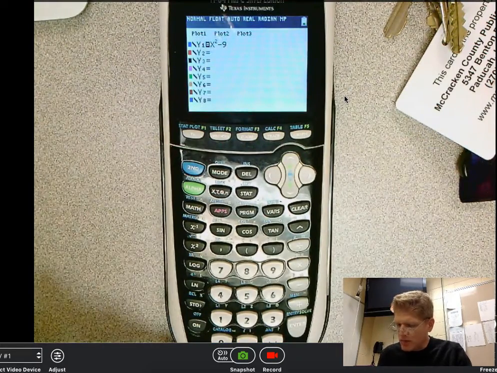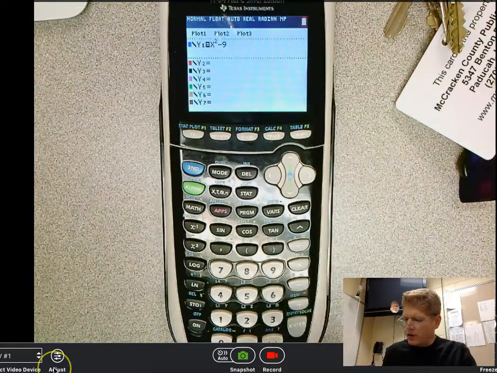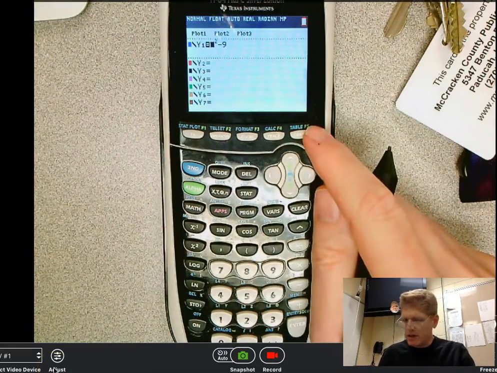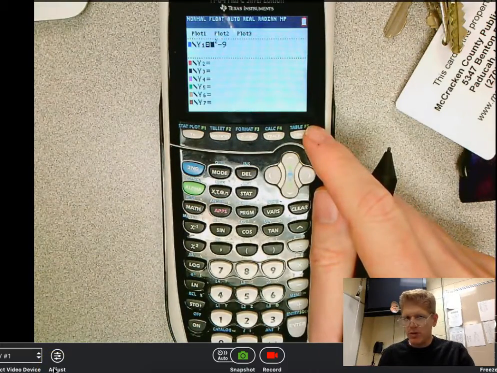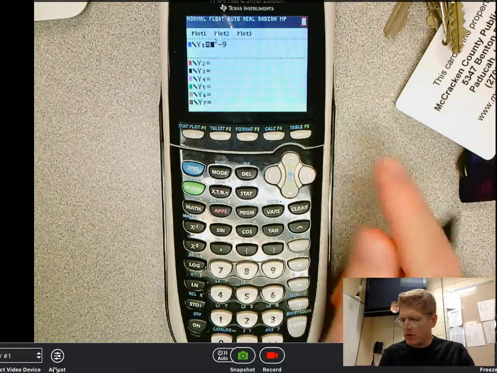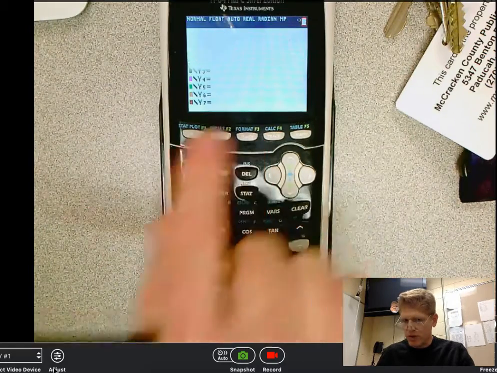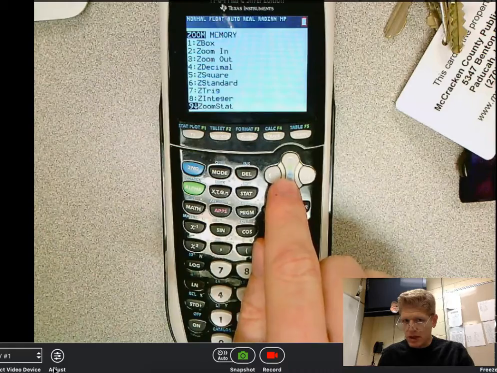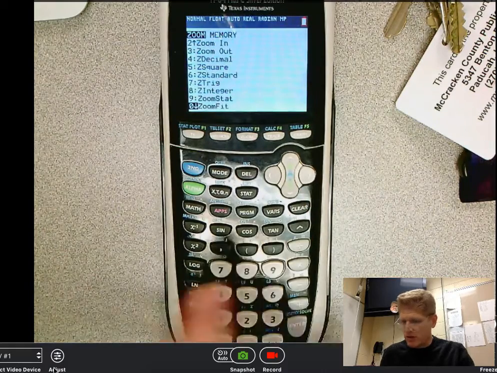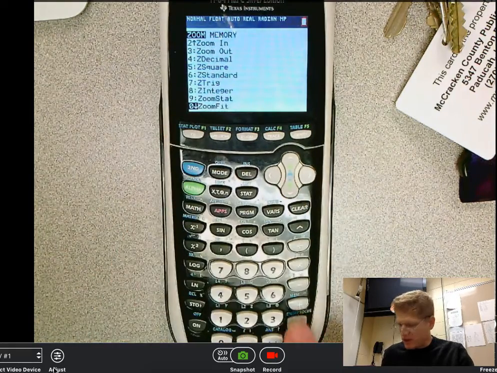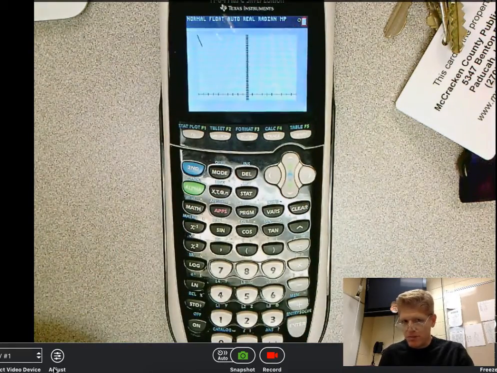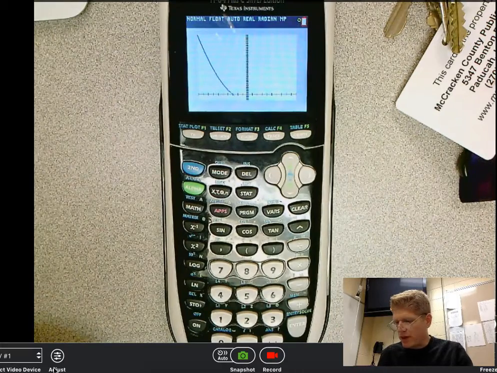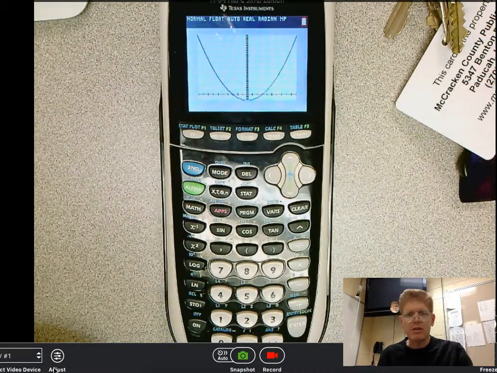The next thing I'm going to do is graph it. Now I could graph by using the graph button, but instead I'm going to use the fit function. So I'm going to press zoom, and I'm going to come down until I get to 0. Now you can just press 0 if you want. Zoom fit. I'm going to press enter, and that is going to graph my parabola. This is a slower calculator, so it can be kind of annoying.